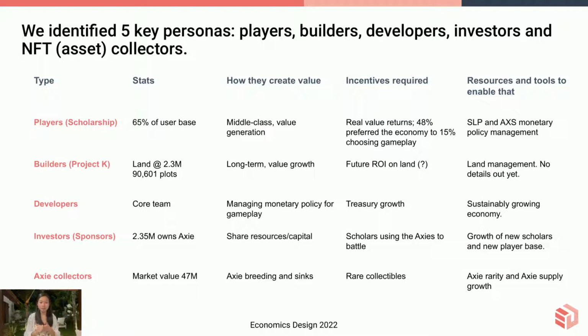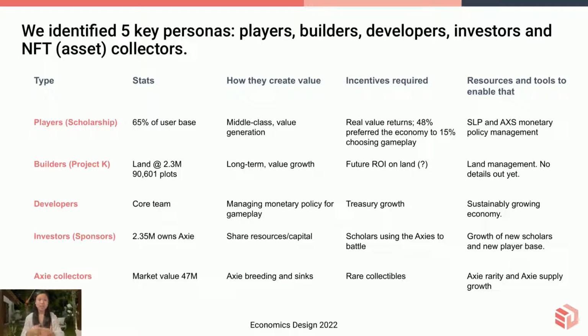We have investors. These are typically sponsors. With the scholarship, people need to sponsor the scholarship. There are about 2.35 million who own Axie, although I would say the number has probably dropped because of the recent market movement. And you've got the Axie collectors. These people collect Axie, the NFT, the cute little monster.